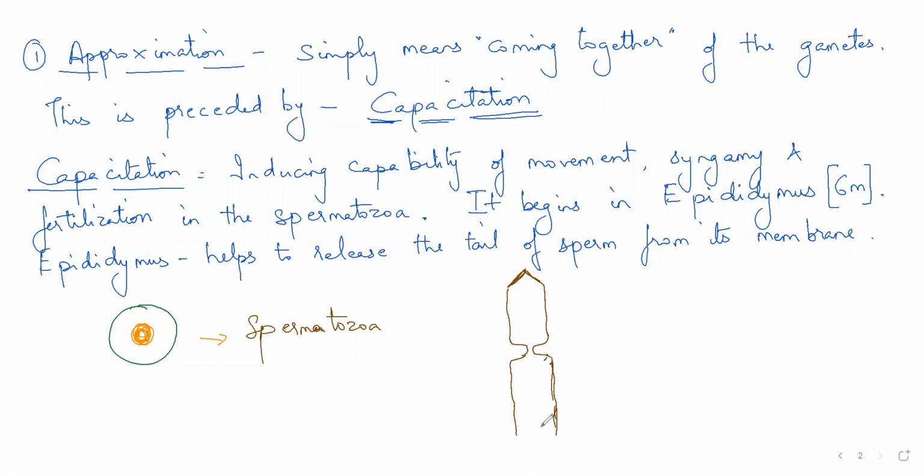This is the middle piece. And through this middle piece, several filaments travel to the outside. Several fibers coming to the outside form the tail of the spermatozoa. Right.